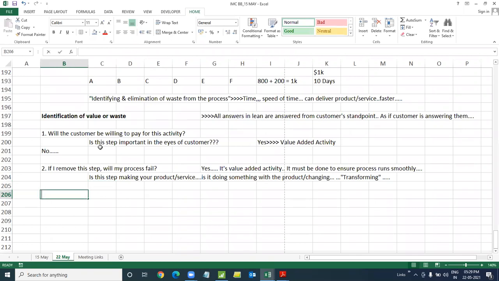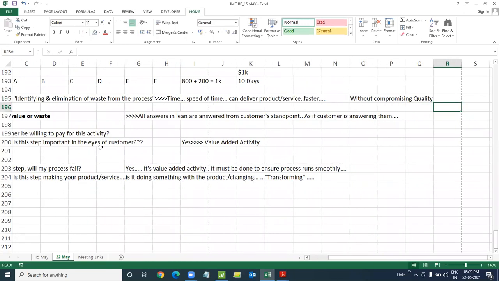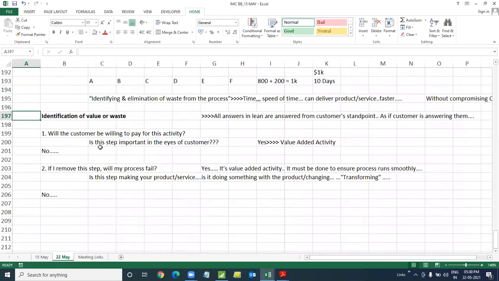If the answer is no, if I remove this step, the process still remains the same and the quality doesn't get hampered. I would know for sure here, when I'm going to implement lean by identifying and eliminating the waste, I would like to do it without compromising quality. Quality of product or service cannot be changed. Whatever the customer was getting at the end of 10 days earlier, the customer should be getting the same quality or better quality, but this quality cannot be compromised. So if this step is removed and the process fails, or the quality gets deteriorated, then it's not a good thing.